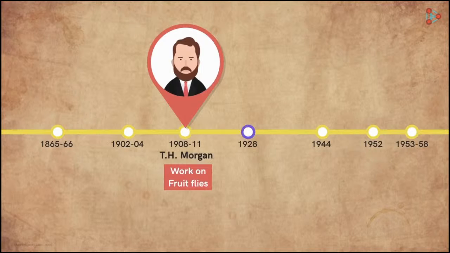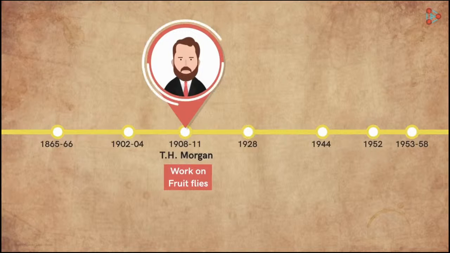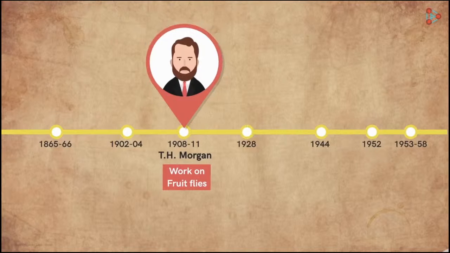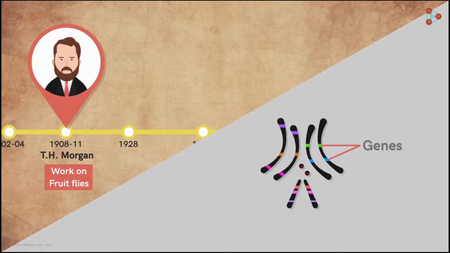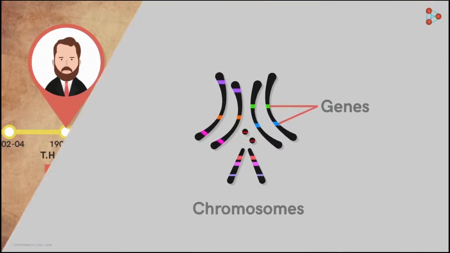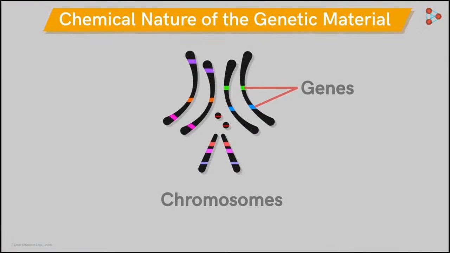Now comes the next one. After Morgan gave experimental evidence of the fact that genes for the traits are present on the chromosomes, the scientific world then got together to find out what exactly makes up these genes and chromosomes. In other words, the chemical nature of this genetic material is what everyone was curious to know about.